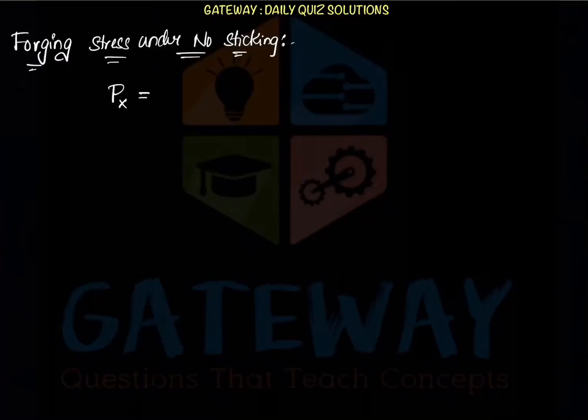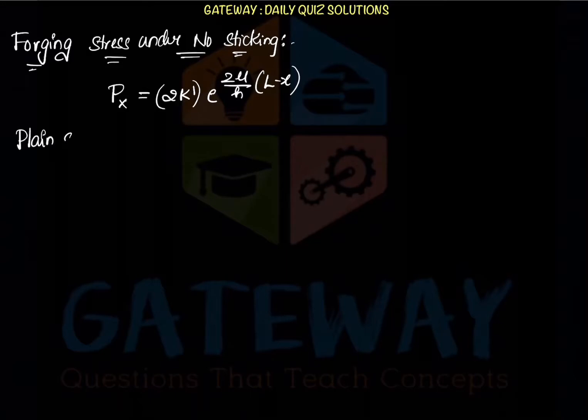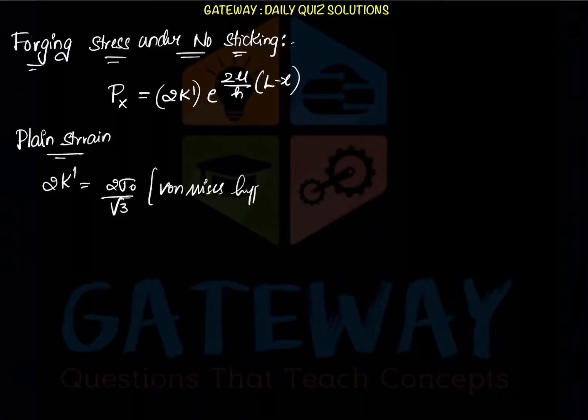Whenever we derive that formula, we'll be getting Px is equal to 2k dash, we'll discuss what 2k dash is here, e power 2 mu upon h into (L minus x). And generally here, we are taking the rectangular plate under forging, the plane strain compression, plane strain condition. For plane strain condition, the value of 2k dash is nothing but 2 sigma upon root 3. This is obtained from the von Mises hypothesis. This is all you can get from a standard textbook.